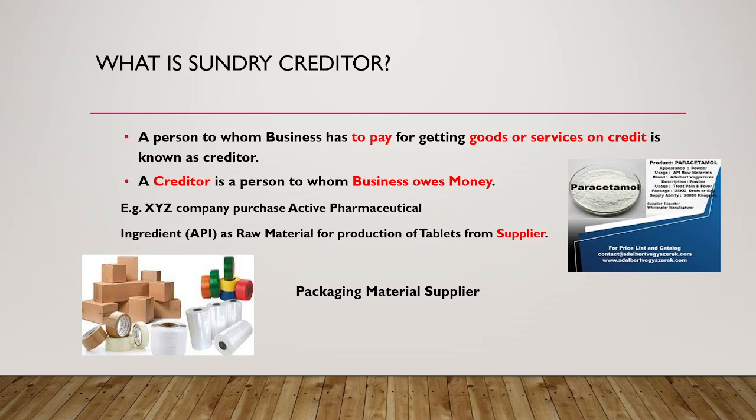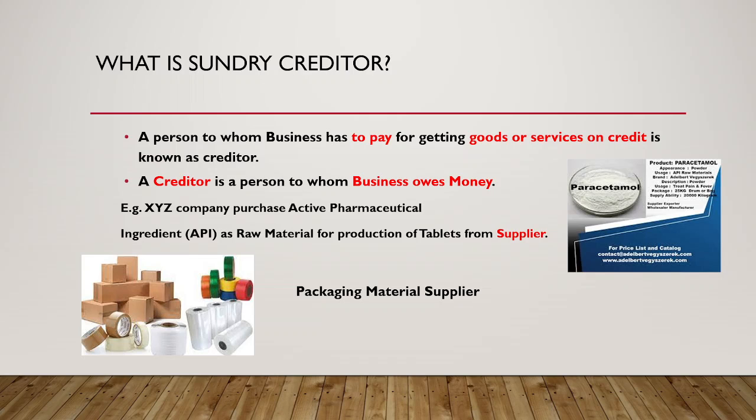So, here in the slide, you can see paracetamol is a raw material, and along with the raw material, you also require packing material for the tablets. Tablets, when they are produced, should be packed into boxes. Tapes are required, boxes are required, everything else is required. So, that is a packing material. Again, there is a sundry creditor for packing material. This packing material will be bought by the pharmaceutical company from someone, and that someone is a supplier.